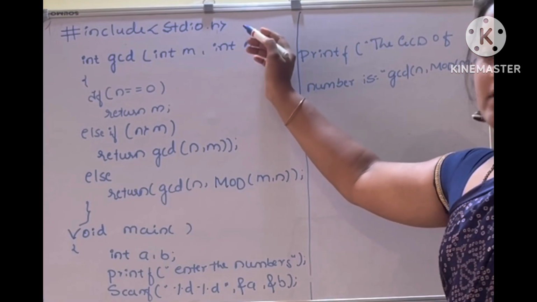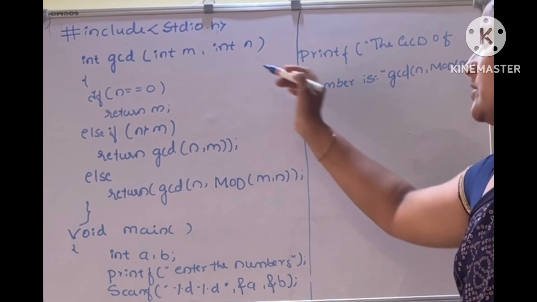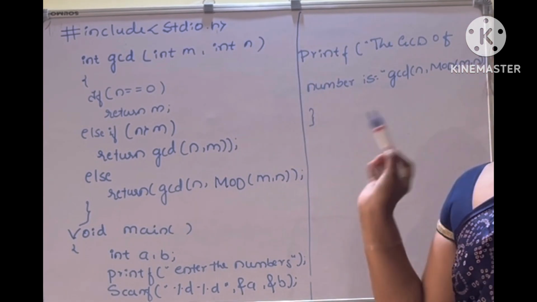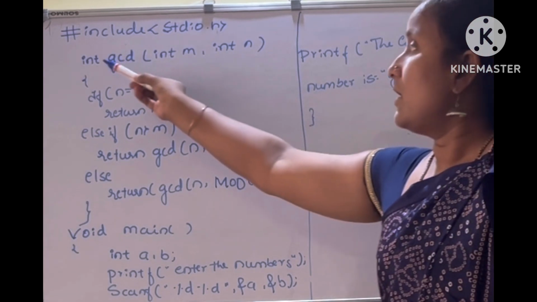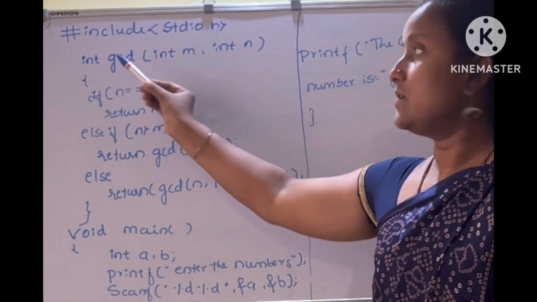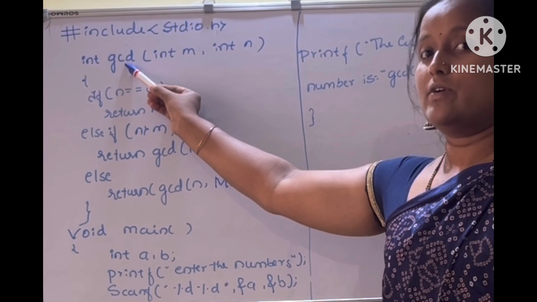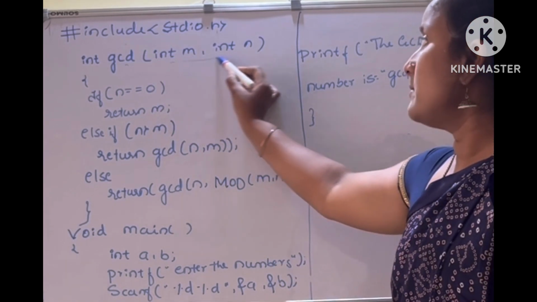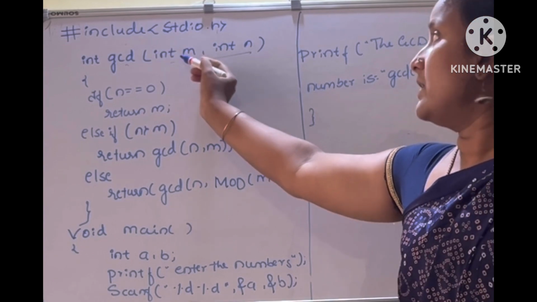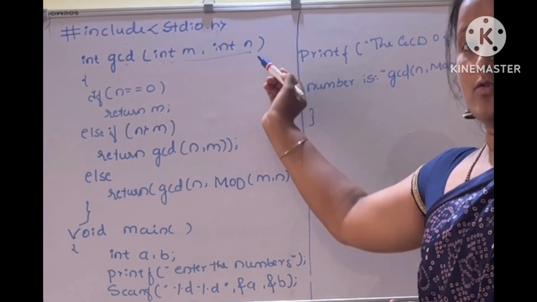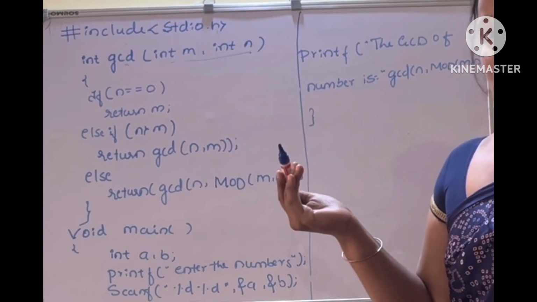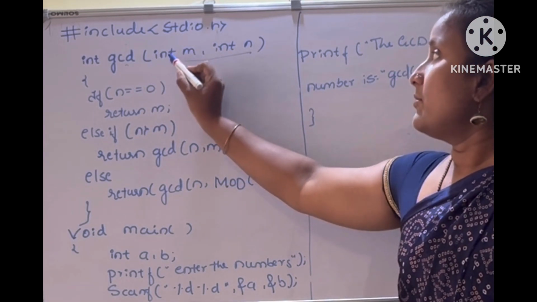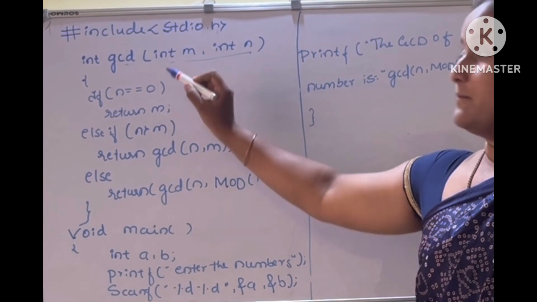I have taken a small example of the GCD of given numbers. The header file is declared, and next I call a small function. I have declared the data type as an integer, and the name of the function I have given as GCD. Whatever name you want, that is optional, up to you. I am passing two arguments, the values m and n. If you want, you can declare three values also. The data type of those two variables is integer.